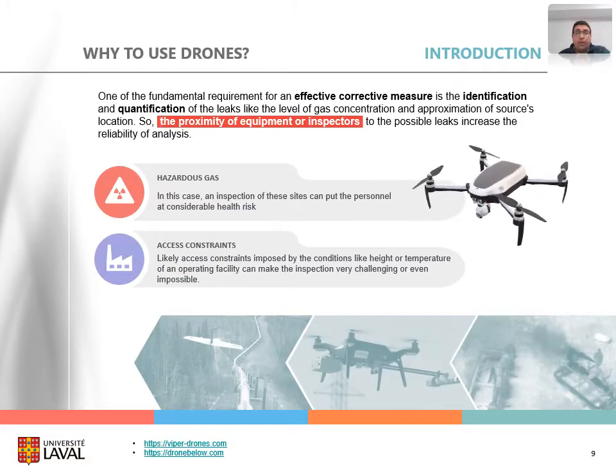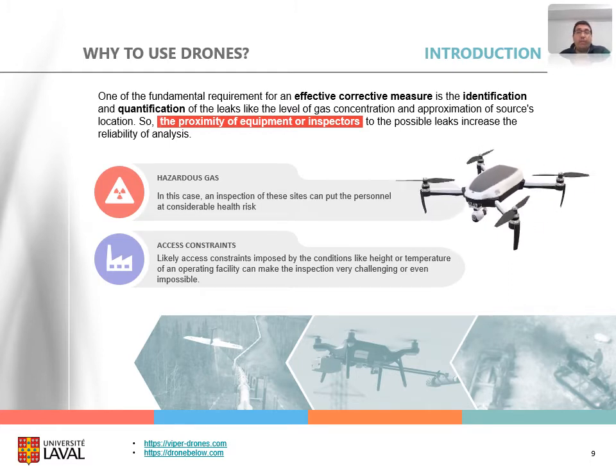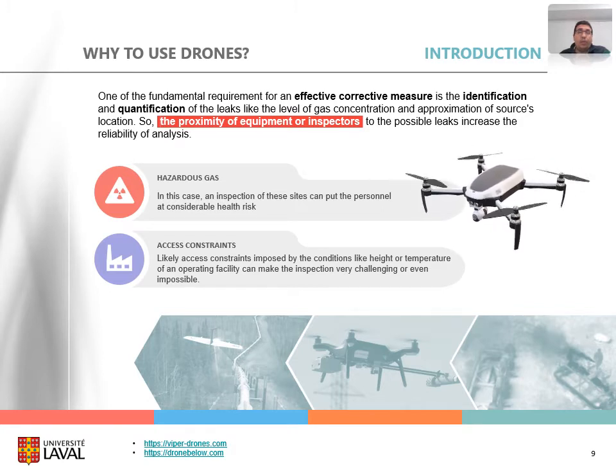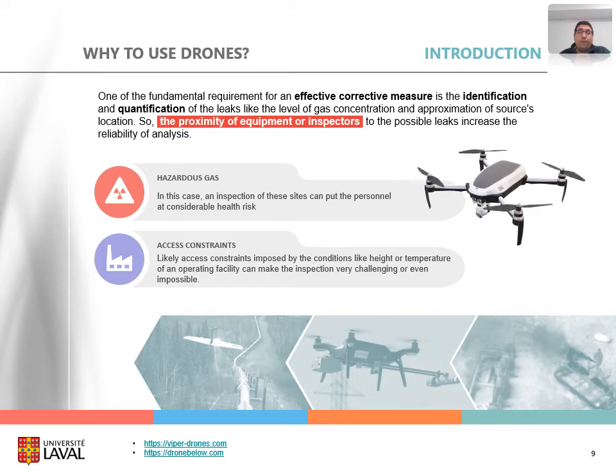Why use drones in gas leak detection? One of the fundamental requirements for an effective corrective measure is the identification and quantification of the leaks, like the level of gas concentration and approximation of source location and so on. So the proximity of equipment or inspectors to the possible leaks increases the reliability of analysis. Also, in case of dangerous gas, an inspection of these sites can put the personnel at considerable health risk. So using drones makes us able to make this kind of inspection remotely.